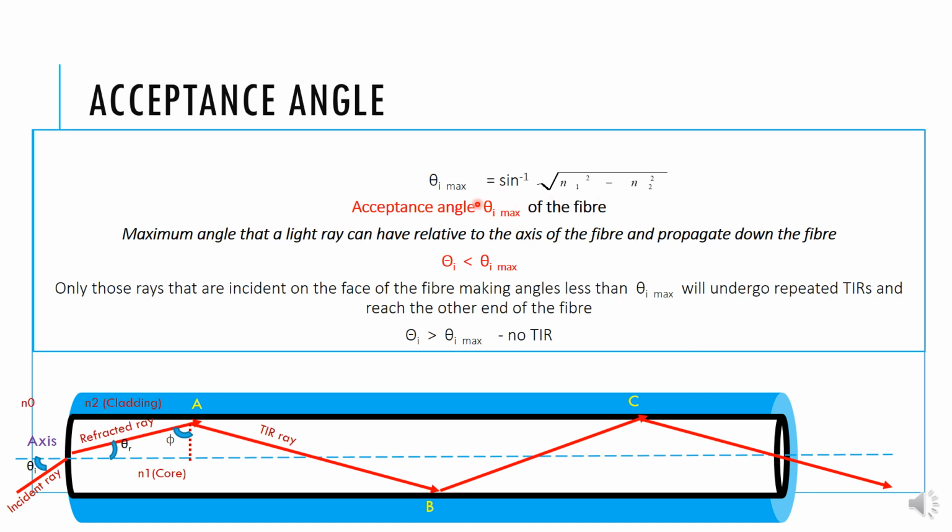So we have got the formula for theta I max, which is called the acceptance angle of the fiber, which we can define as the maximum angle that a light ray can have relative to the axis of the fiber and propagate down the fiber. So this angle theta I should be less than theta I max. Only those rays that are incident on the face of the fiber making angles less than theta I max will undergo repeated TIRs and reach the other end of the fiber. So remember, when theta I is greater than theta I max, there will be no TIR.